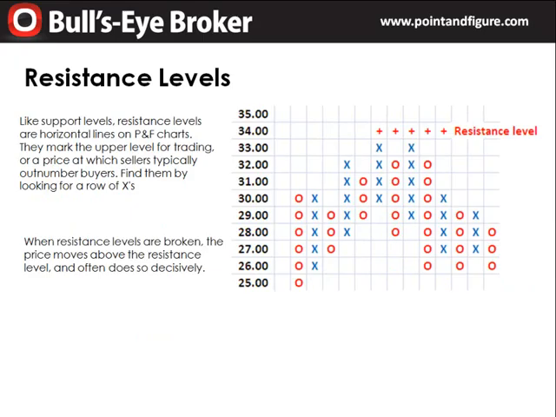Like support levels, resistance levels are horizontal lines on the P and F charts. They mark the upper level for trading, or the price at which sellers typically outnumber buyers. You can find them by looking for a row of X's. When resistance levels are broken, the price moves above the resistance level and often does so decisively. On this chart, you can see resistance being formed at $33.